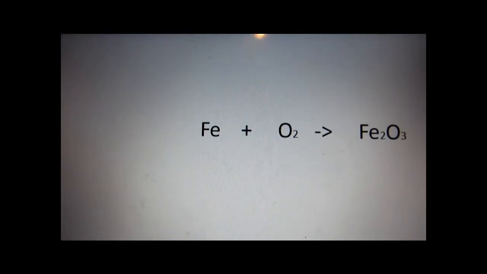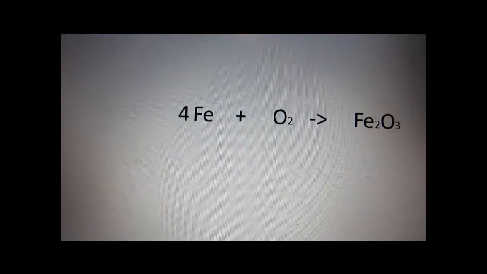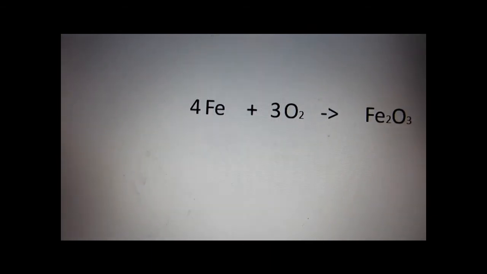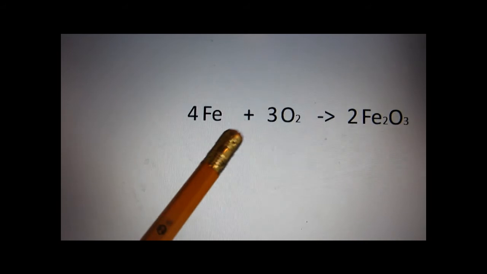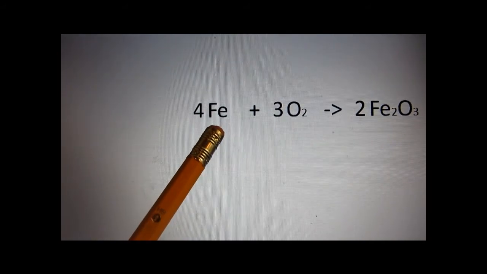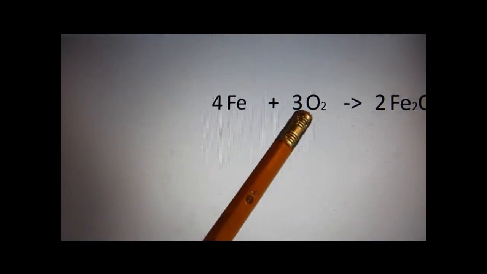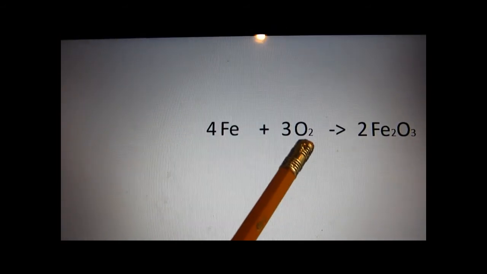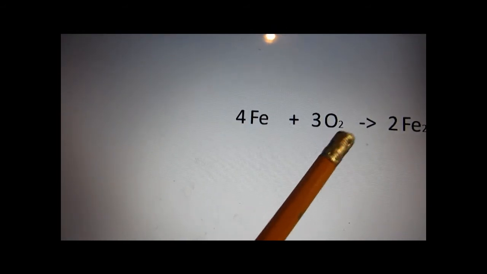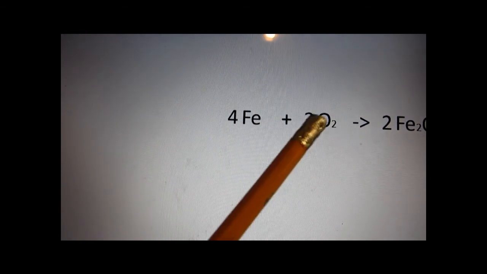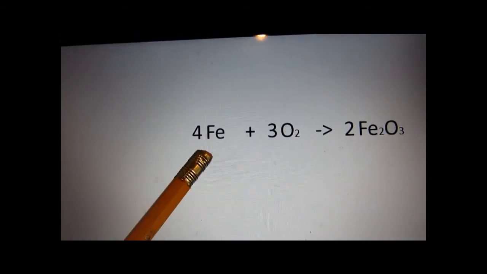So 4 iron plus 3O2 equals 2Fe2O3. Now that means 4 iron. And now this one is special because there's a subscript too. What you need to do, if it has a subscript, is multiply the coefficient by the subscript. So 3 times 2 is 6. That's 6 oxygen and 4 iron on this side.